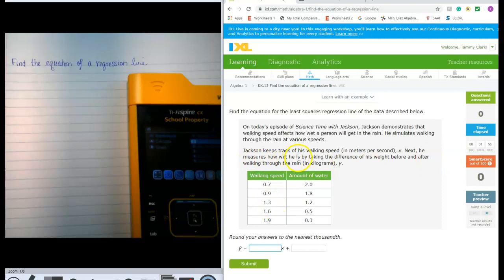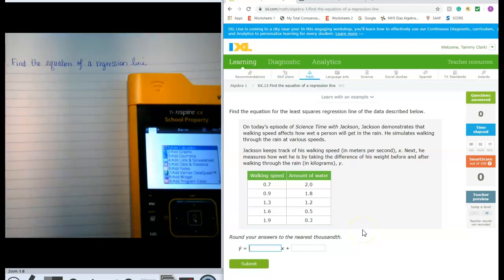Next, he measures how wet he is by taking the difference of his weight before and after walking through the rain in kilograms, which is y. That's the output, the range, or the dependent variable. Round your answers to the nearest thousandth. So we are going to, again, start with a new document.